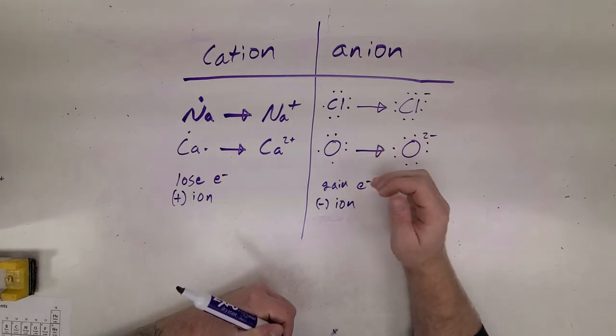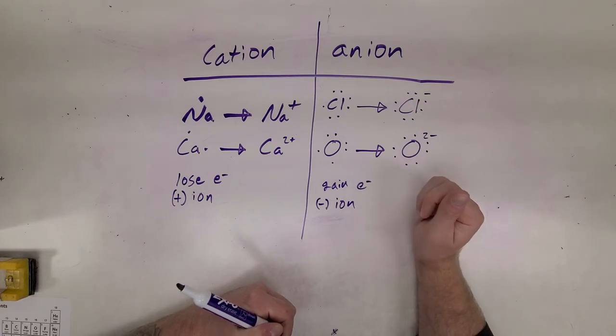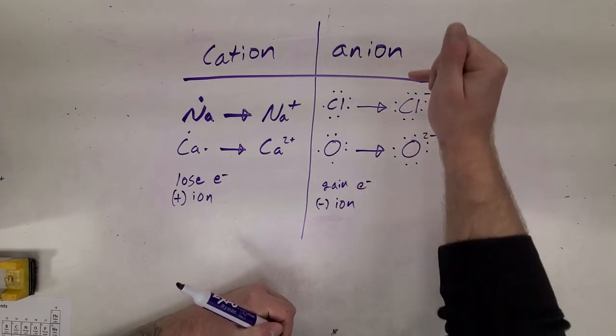Oxygen is the same thing. It's got 6 electrons in its outer shell. It's going to be more likely to grab 2 electrons than lose all 6 of the electrons it has. And when it does, it becomes more negative in charge, making it an anion.